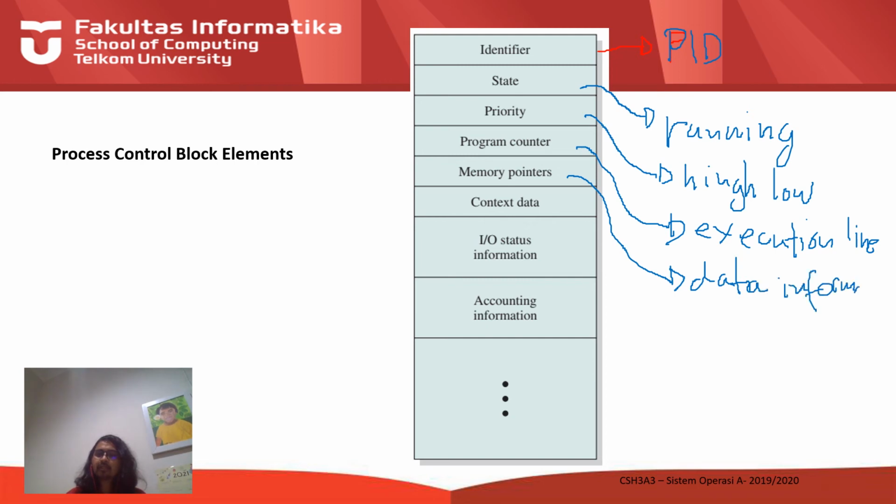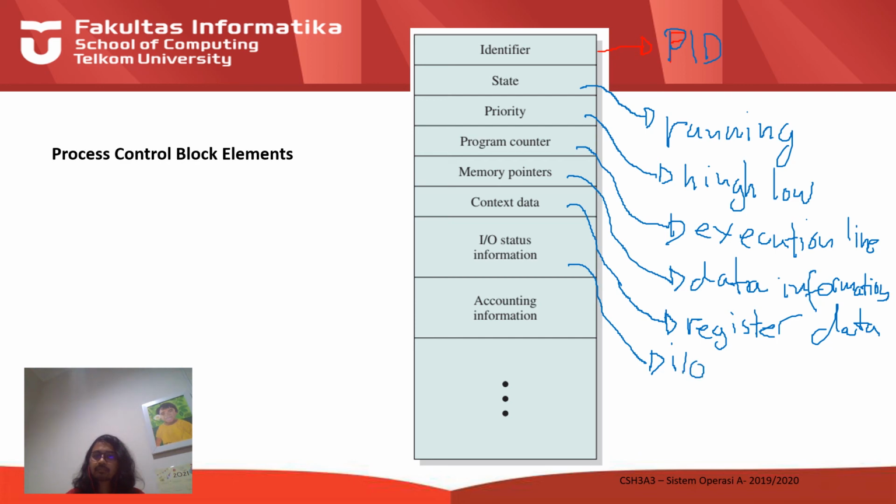And then context data. When the processor executes the process, it will execute several data and will be stored in the register. So the data stored in the register can be found in the context data. And then IO status information, just as the name looks like, it is the information of IO status, for example, outstanding IO status and others. And then the last one, account information, is about execution time and other information. That is the content of process control block or PCB.